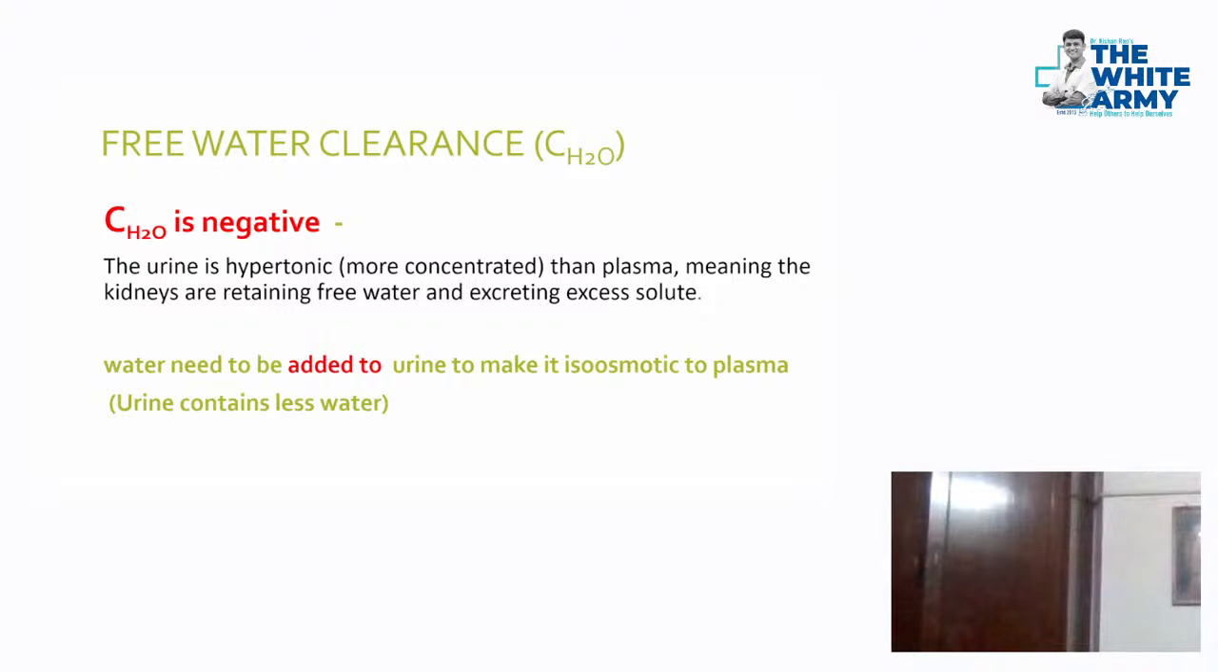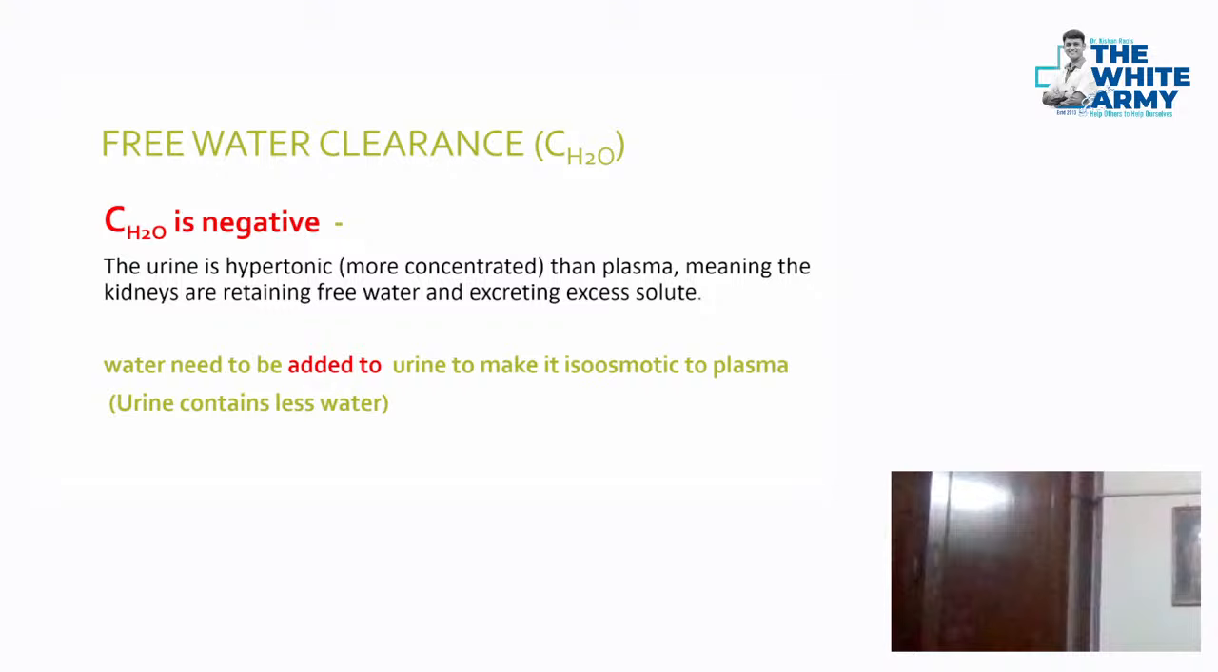On the other hand, if you are excreting solutes in a small volume of urine, the urine osmolality will be high. And if you want to make it isoosmotic to plasma, you have to add water to the urine. That is what you understand or mean by positive and negative free water clearance.